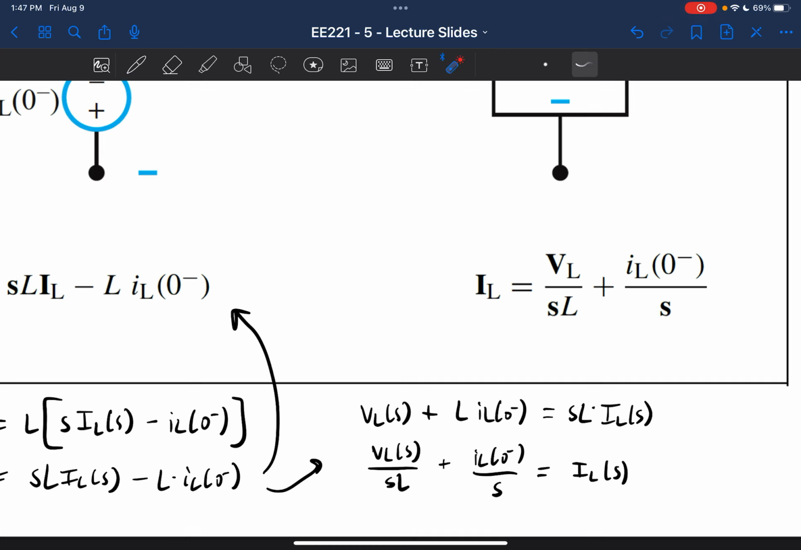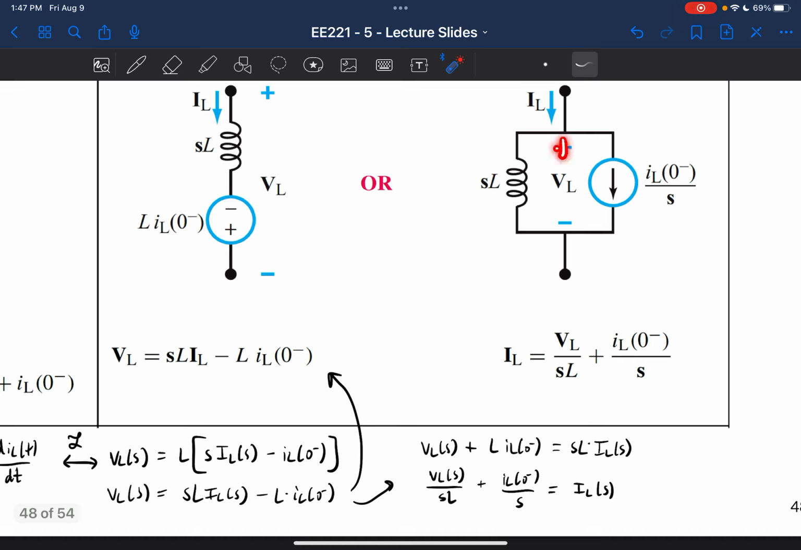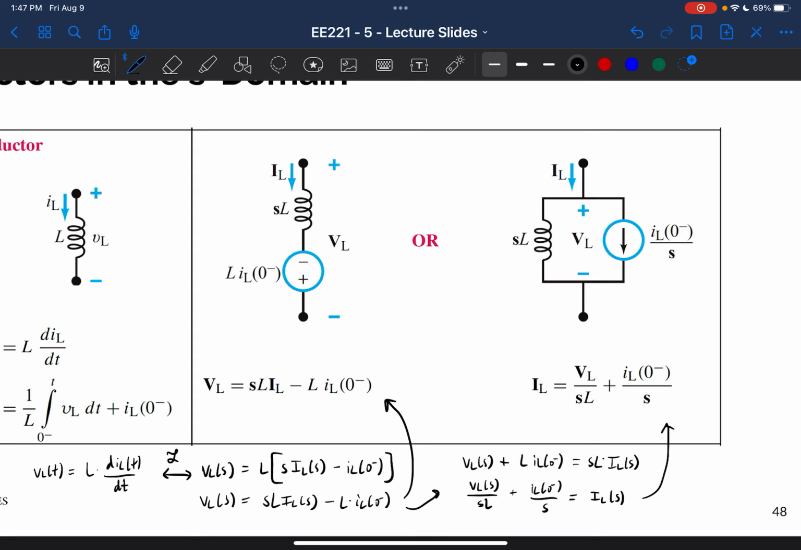Of course, IL of S is a current, so both of these terms should be currents, and that's exactly what we see. So we know that the voltage across this impedance divided by the impedance, VL of S divided by SL, that's going to give me a current here. And then this other term, IL 0 minus divided by S, that gives me a current here. So that's my initial condition term. And this expression here matches exactly what we've got here. And so that is all there is to modeling the inductor.